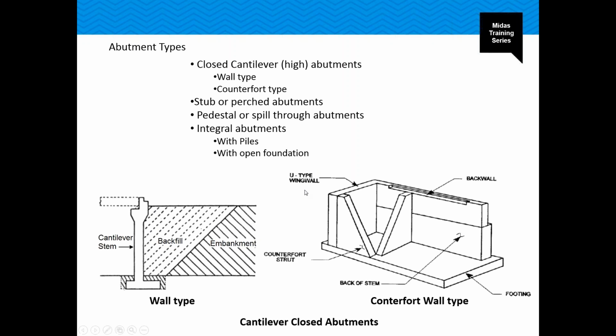Again, one more addition to a wall type is a counterfort type, wherein the counterforts are the addition. These rectangular blocks are called counterforts. They are very similar to the cantilever type abutments, but in addition, these triangular cross walls will be added, which will be connected to the stem. This will be providing resistance against the bending, which will reduce the reinforcement in the stem.